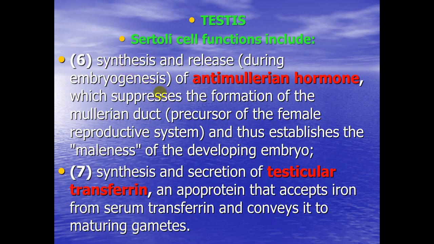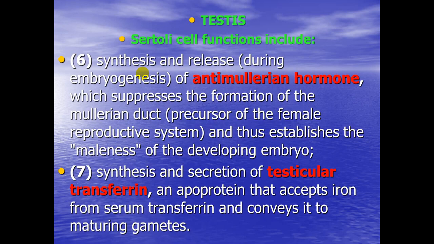The next very important function of the Sertoli cells in the fetal period is production of anti-Mullerian hormone, anti-Mullerian inhibiting factor, which helps in the development of the male reproductive system and obliteration of the paramesonephric duct, which is necessary for the development of the female reproductive system.